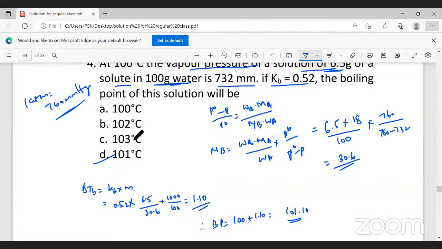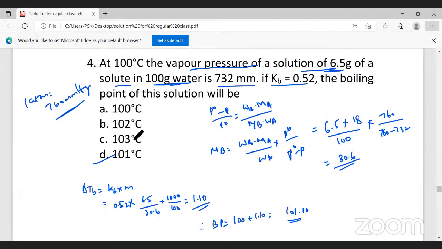Check this problem, and any clarification you can ask me quickly. Go through this problem and you can ask me. No doubt, sir. Yeah.